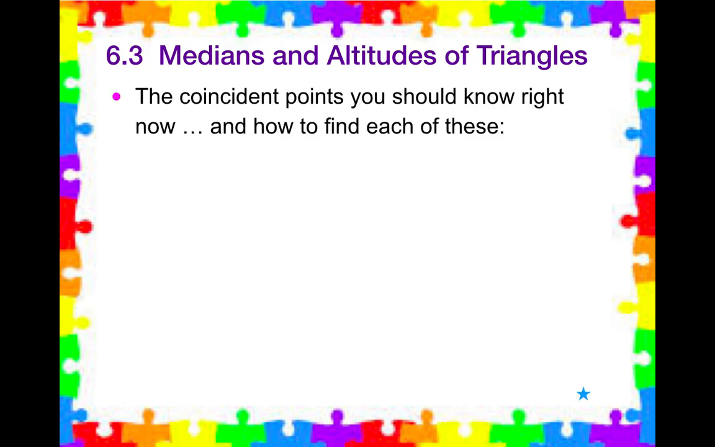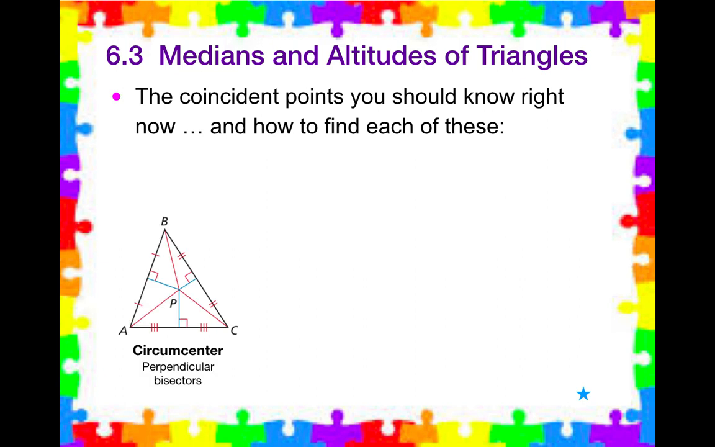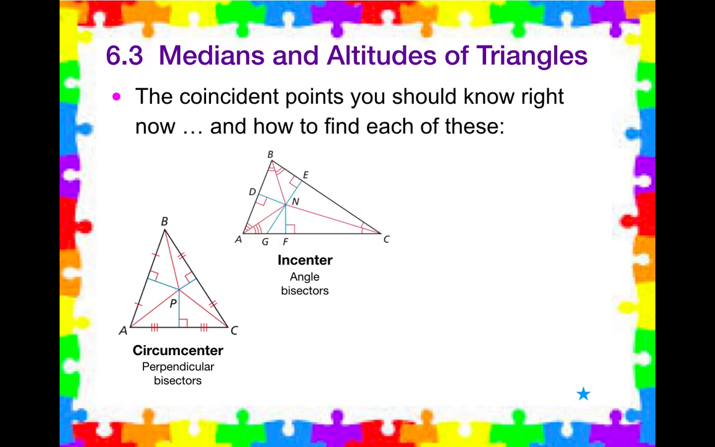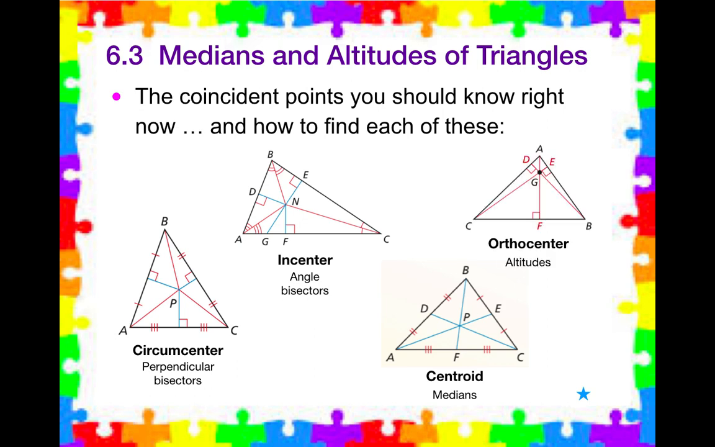Let's look at the coincident points that we have learned so far. We have the circumcenter, which is all the perpendicular bisectors. That's where it meets. We have the incenter, which is where all the angle bisectors meet. We have the centroid, where the medians meet. And finally, the orthocenter, where all the altitudes meet.